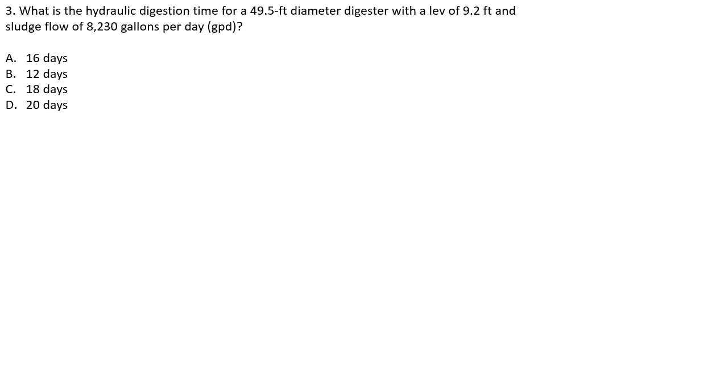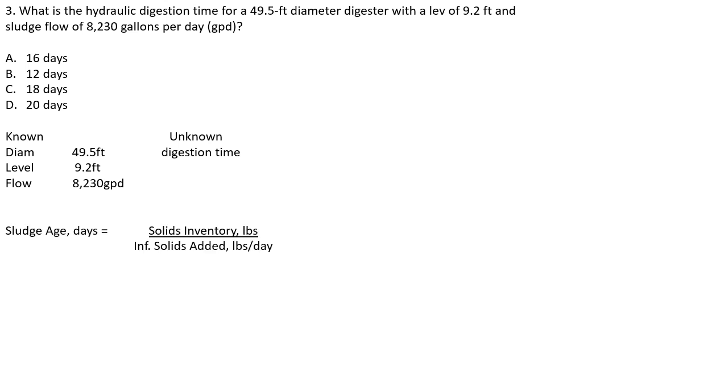Question 3. What is the hydraulic digestion time for a 49.5 foot diameter digester with a level of 9.2 feet and a sludge flow of 8,230 gallons per day? Let's pull our known and our unknowns out. What you know is the diameter is 49.5 feet, your level is 9.2 feet, and your flow is 8,230 gallons per day. What you need is your digestion time.